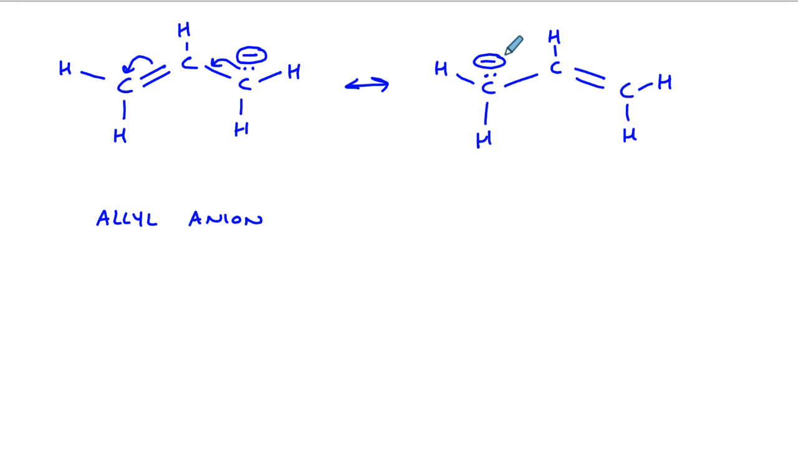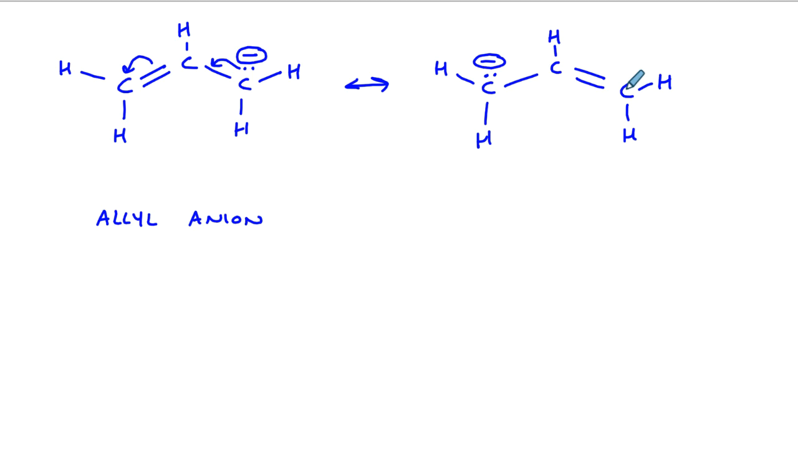If we follow the electron pushing arrows in this process, the lone pair on this carbon atom collapses down into this carbon-carbon bond, and then 2 electrons from this pi bond end up on this carbon atom, giving a lone pair with a negative formal charge on that carbon atom and a double bond on this side of the molecule.